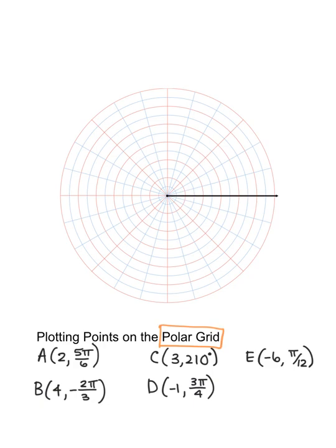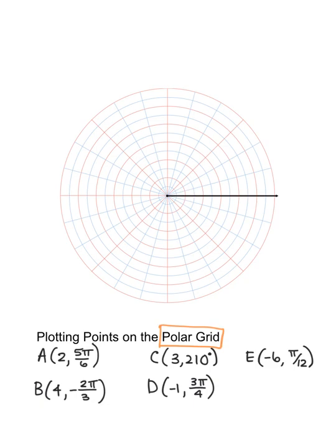Alrighty, so now we're going to get into polar graphing, which is actually one of my favorite lessons to teach. We're going to be plotting points on a polar grid. We're used to a coordinate grid, but now we're looking at a polar grid, which you can see is circular. Before I go on, why don't you go ahead and pause this video and write down the points that aren't included in your notes. So go ahead and pause.